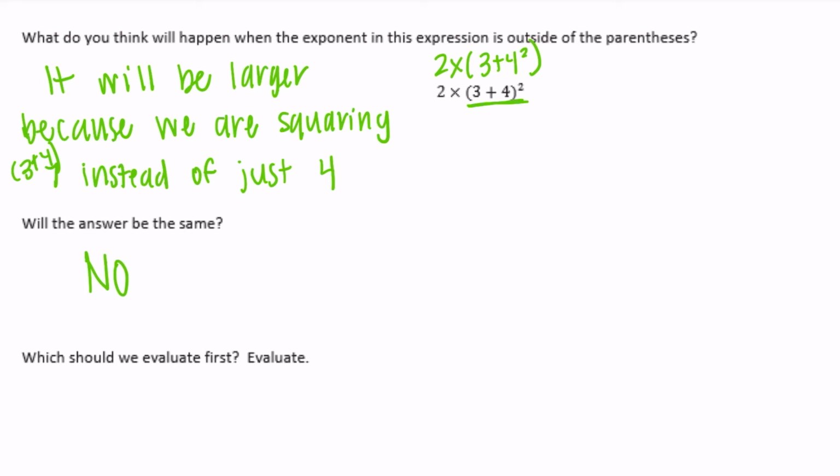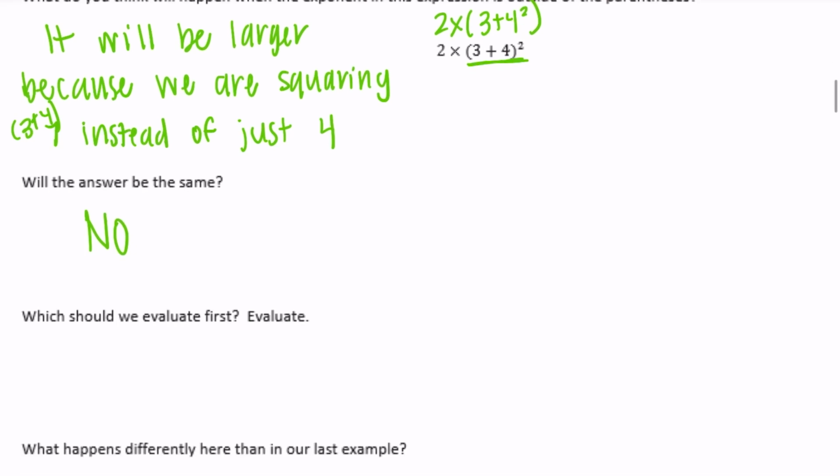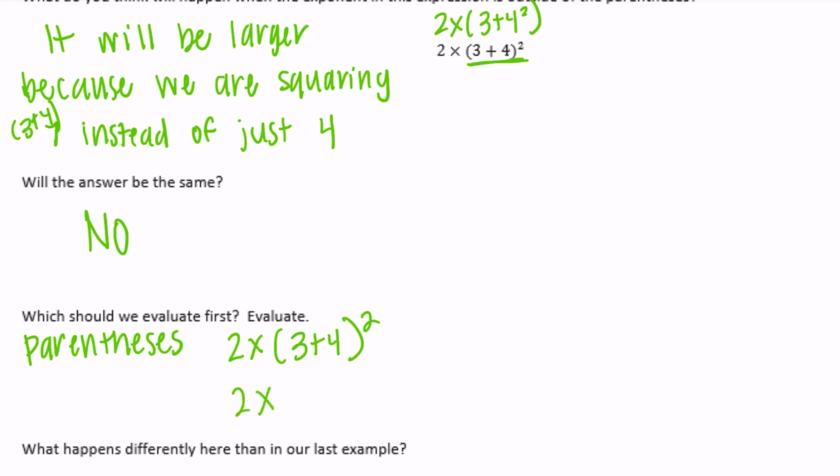What should we evaluate first? So first we're going to evaluate what's in the parentheses. So first we're going to do 2 times 3 plus 4 squared. So we have 2 times 7 squared. So what happens differently here than on our last example?